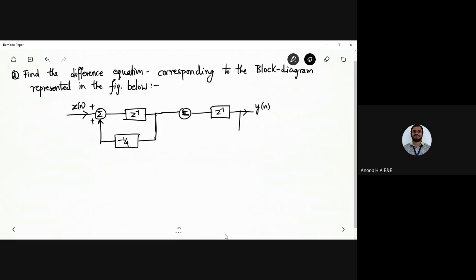Next, from y of n, you are going to have a summer like this. Okay, so this is the block diagram whatever I have represented, and here what you can see carefully is you are going to have the output being tapped from one of the signals there, right? So that is one thing which you can observe quite clearly. You can have a function like this, say omega n.